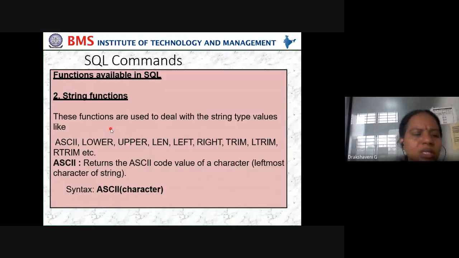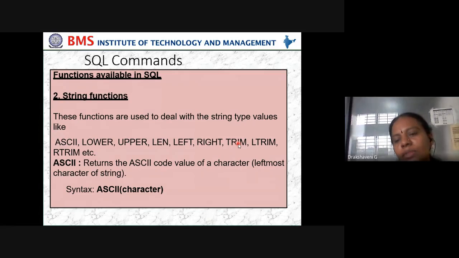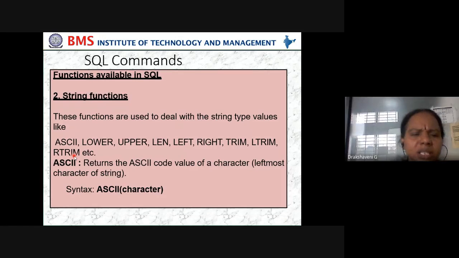And we see some more functions, the string functions. We have many string functions. These functions are used to deal with string values, like ASCII, lower, upper. We can find the length of the string, or get the left part of the string, or the right part of the string, or trim the string. Trim means I want to remove the spaces in the string, either the left space or the right space of the string. Let us take one small example.